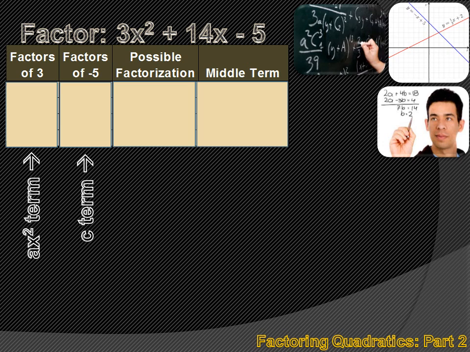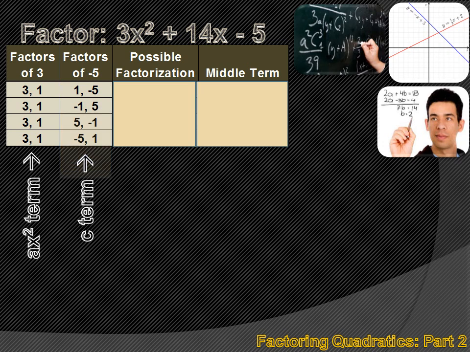Okay, well, factors of 3. What are my possible factors of 3? Well, it's positive 3, so it's 3 and 1, 3 and 1, 3 and 1, 3 and 1. And I'm listing 3 and 1 4 times just because I know that I'm going to have 4 different possibilities for the factors of my minus 5.